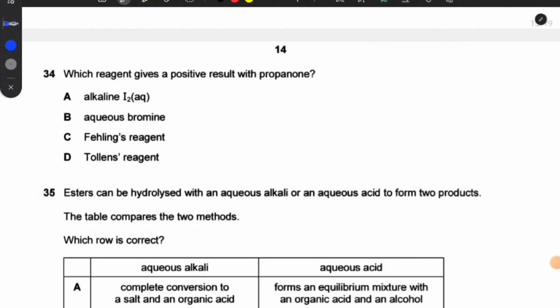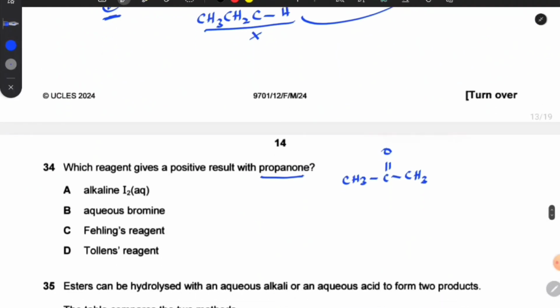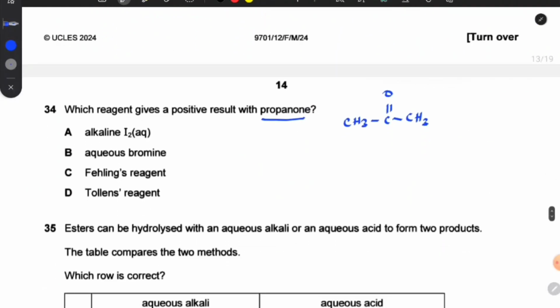Question number 34. Which reagent gives a positive result with propanone? Now, propanone is a ketone which has this structure CH3, C double bond O, CH3. This is propanone. Now, alkaline iodine, as we have just discussed in question number 33, is an iodoform test. When you react your organic compound with alkaline iodine, you can form CHI3, which is iodoform, and it has yellow color.